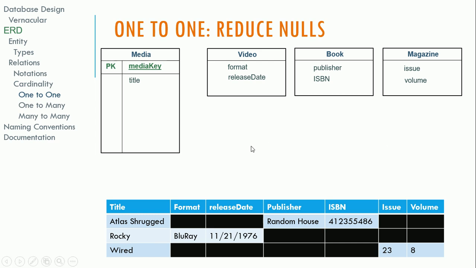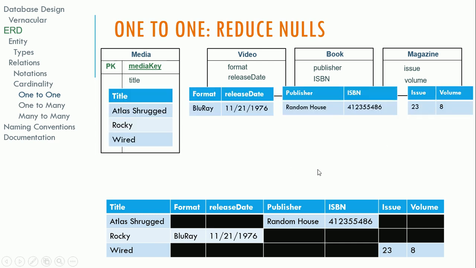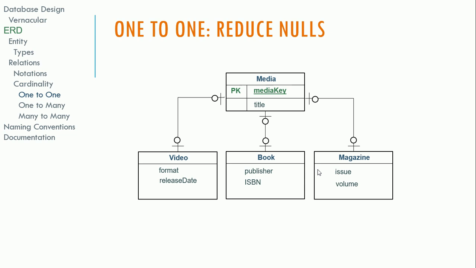So what would this look like? Our media table now has three records, these three titles. And then our video table has the video in it, the book table has the book in it, and the magazine table has the magazine in it, right? There is another step here, though. We have to add the foreign keys, right?